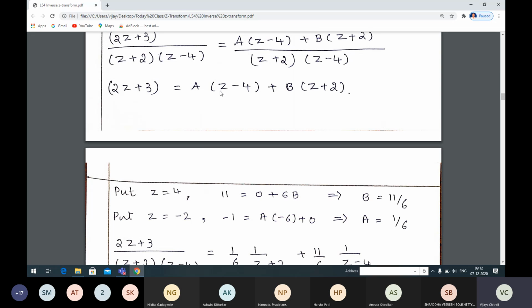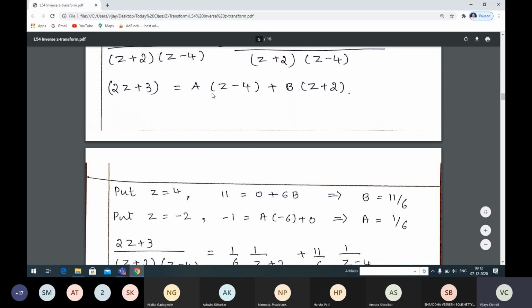So observe here. If you make this 0, you will get the value of b, and if you make this 0, you will get the value of a. So here put z is equal to 4. So 4 minus 4 will be 0. We can get here the value of b. So put z is equal to 4. Here also you have to substitute 2 into 4. 2 into 4 is 8. 8 plus 3 is 11.